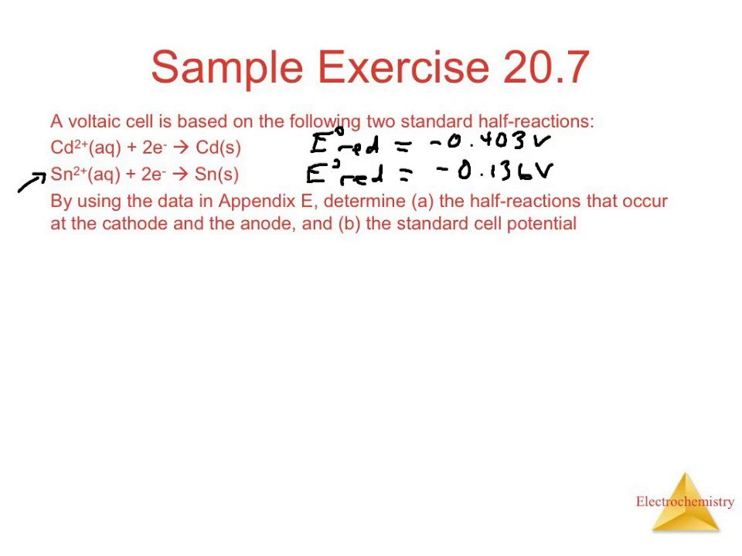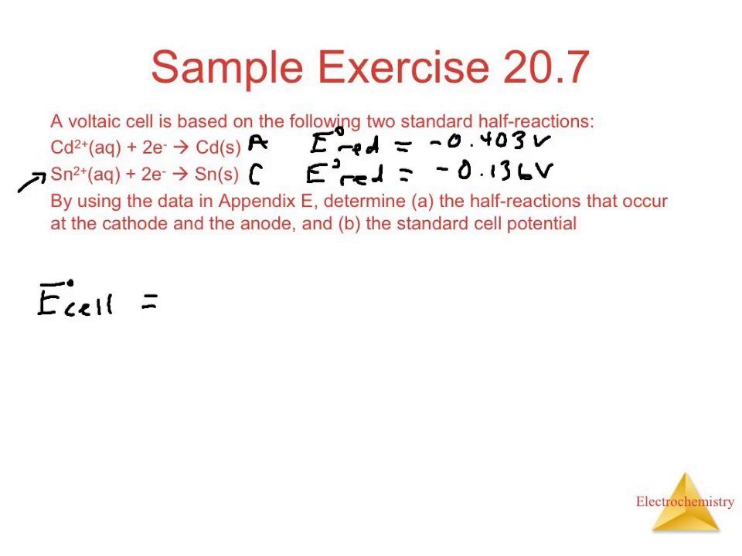So our Sn is the one that's getting reduced here, which means by default the cadmium is the one that's getting oxidized. The one that's getting reduced is going to be our cathode, and the one that's getting oxidized is going to be our anode. Now that we know our anode and cathode, we've answered part A, so now we can answer part B by doing basically the same thing that we did in the last problem.